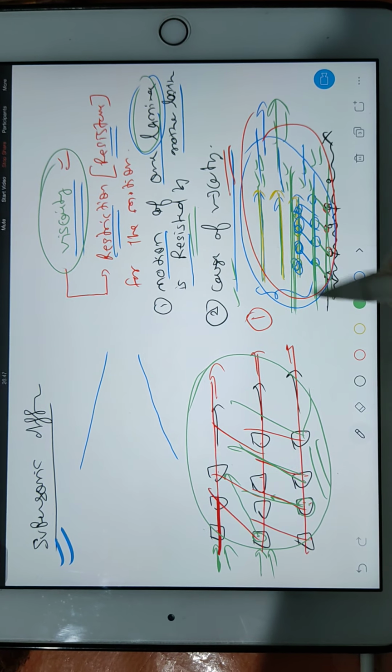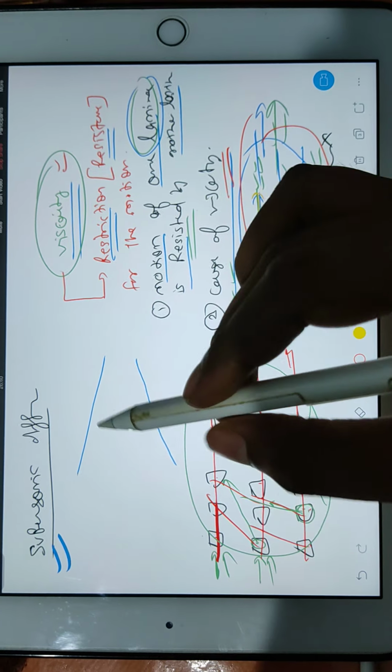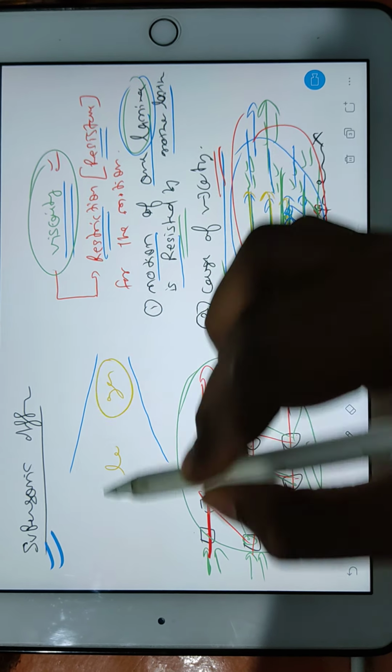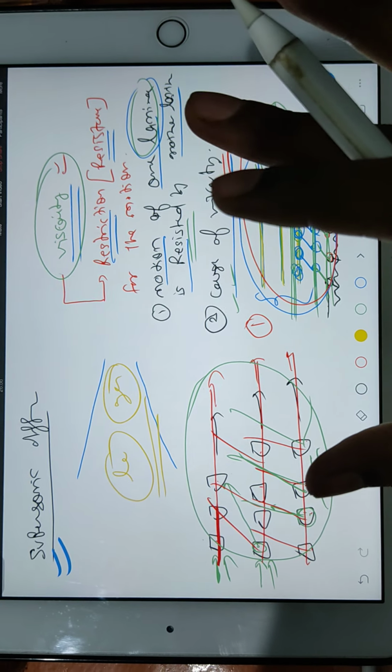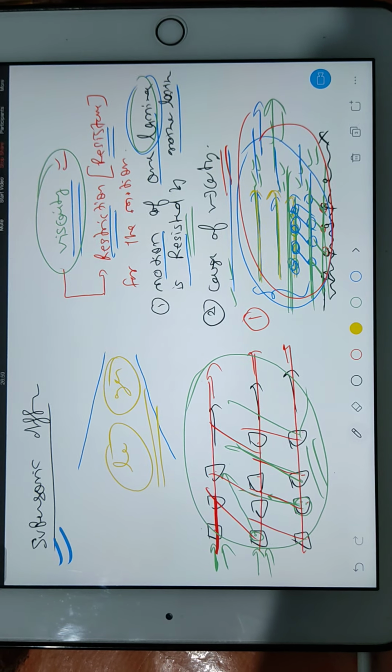Now see, we should understand how the viscosity of the liquid and the gas is affected at the molecular level, not only mathematically. Definitely mathematically also, but at the molecular level we should understand this too.